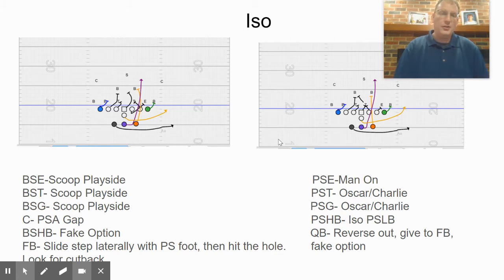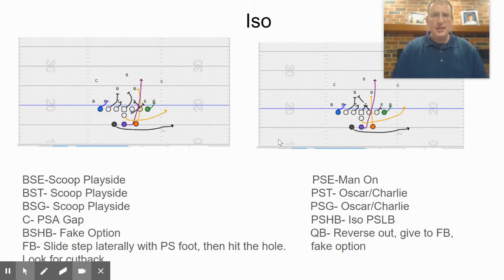If you're a power T team or just a T formation team, this is an easy play to add. It's not very hard to teach. And the great thing about it is whatever the front they line up, and I've just drawn it against even fronts just for simplicity's sake, but it also works well against odd fronts as well. In fact, we've had a lot of success with ISO versus odd fronts.